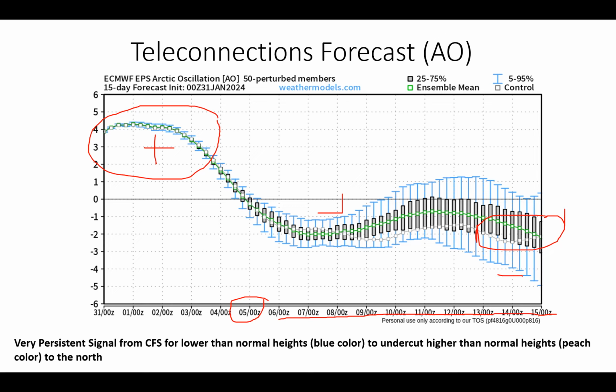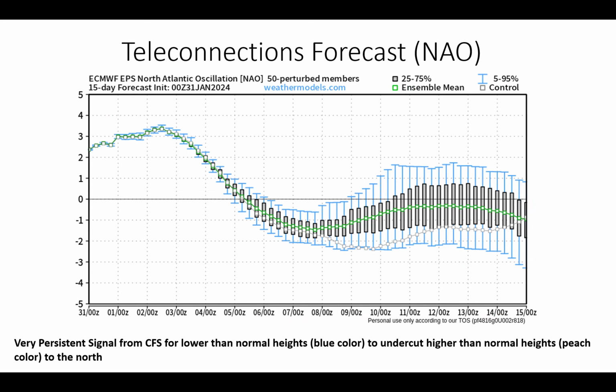So when we see the AO positive, it's generally associated with milder temps in the eastern U.S. When we see this green line here, the average of all the ensemble members of the European ensemble system, dive like this into negative territory, that's generally associated with the negative phase of the AO, with colder temperatures in the eastern U.S.